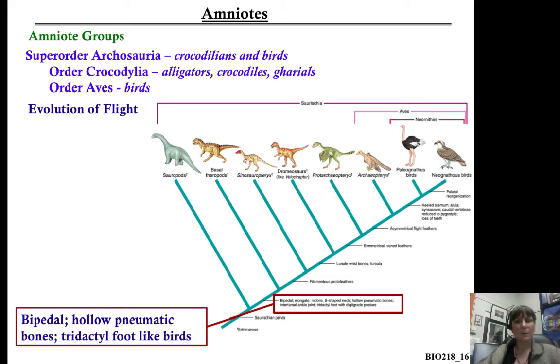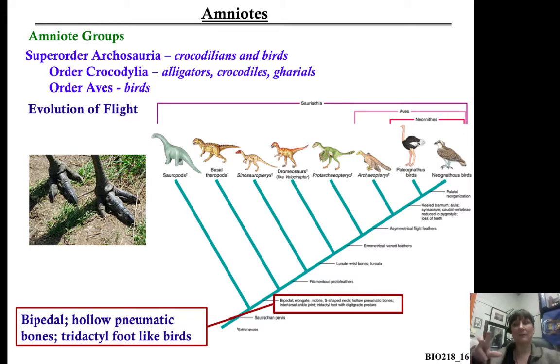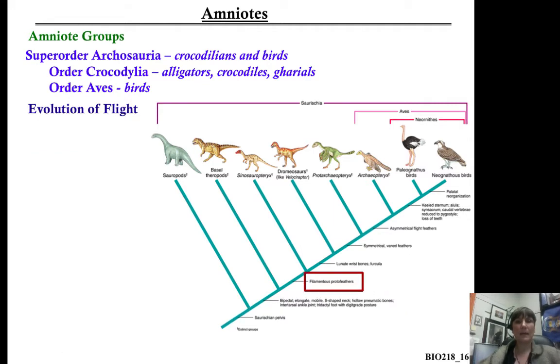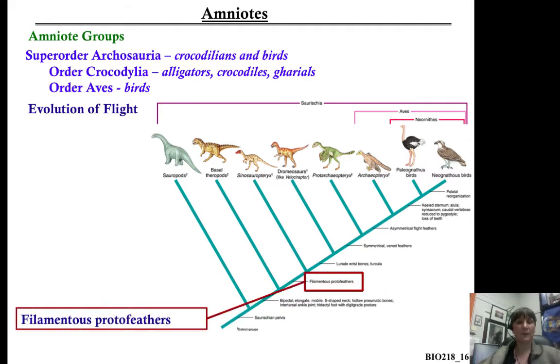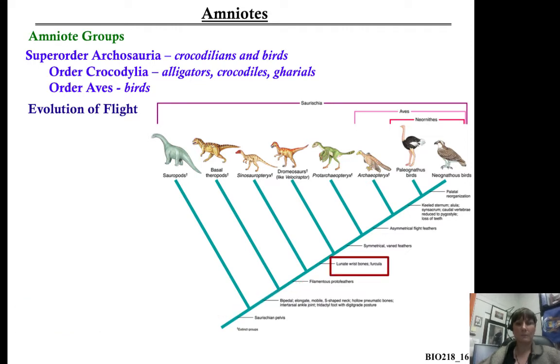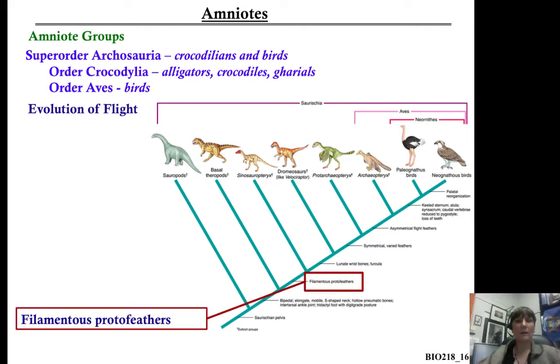So as you work your way up the phylogeny to the basal theropods, these are animals that are now bipedal. They have hollow pneumatic bones like modern birds, and they have a tridactyl foot. Sometimes they have 2 digits that are backwards, but for the ones at this point, it's 1 digit back and 3 forwards, like you see here with emus. Next, we have filamentous protofeathers. These are the precursors to modern feathers.